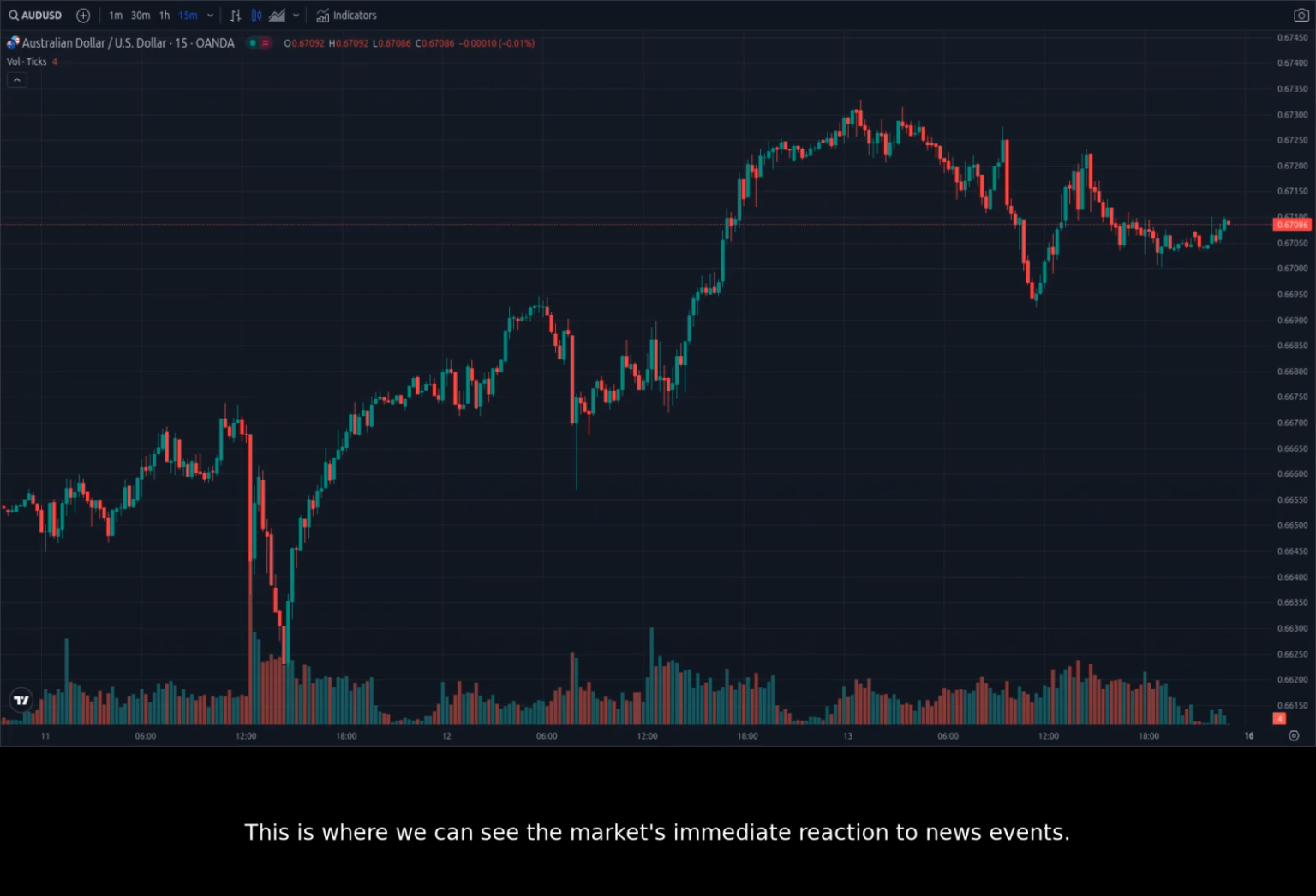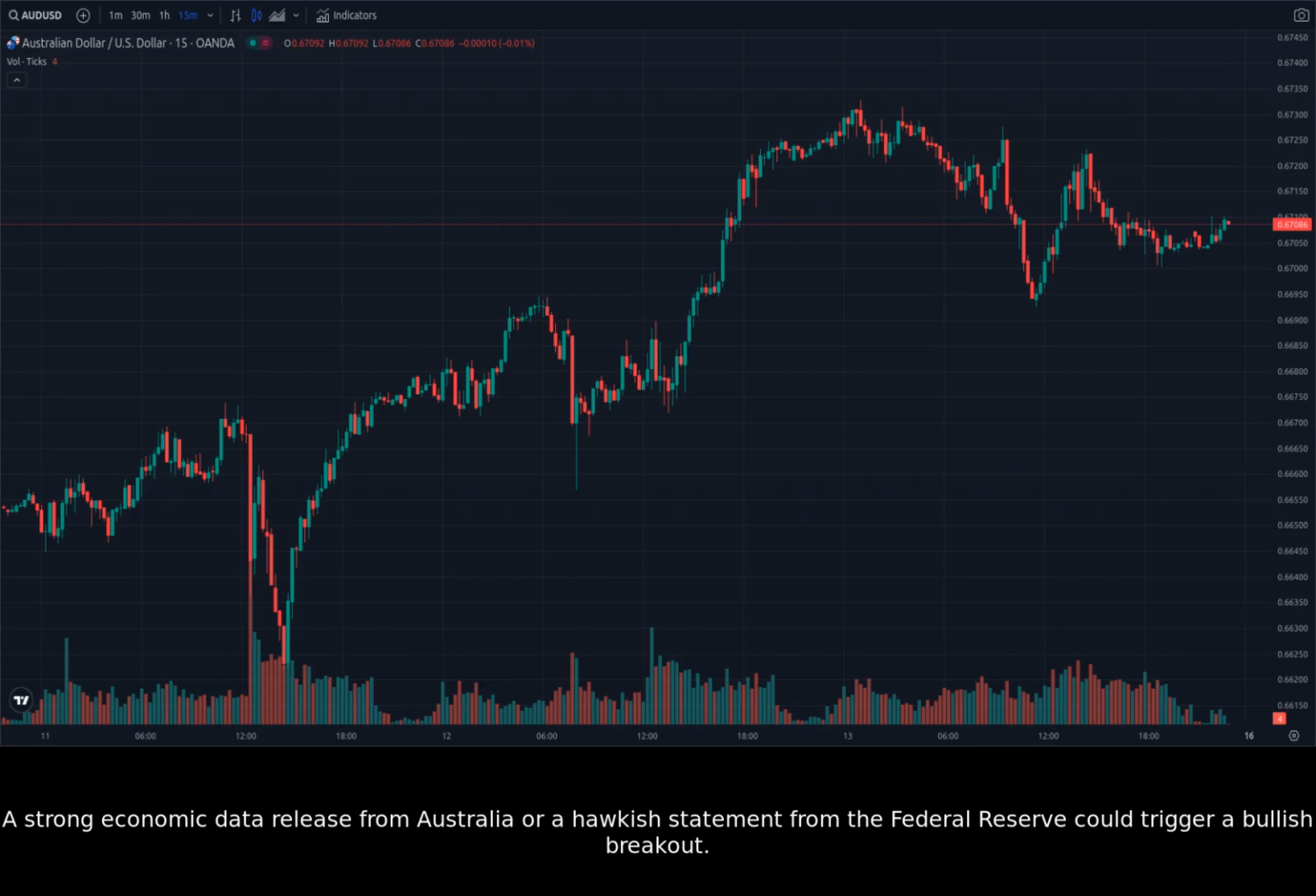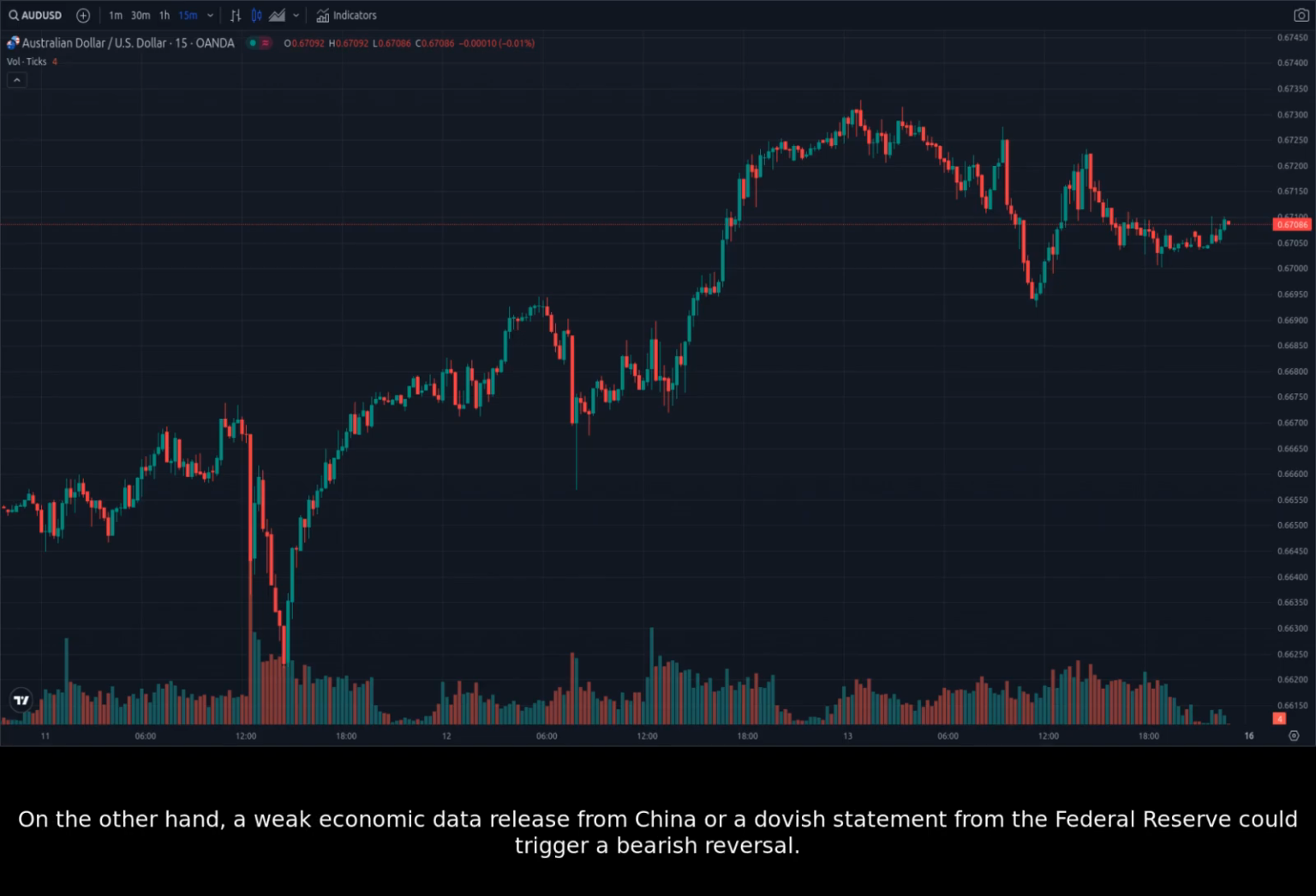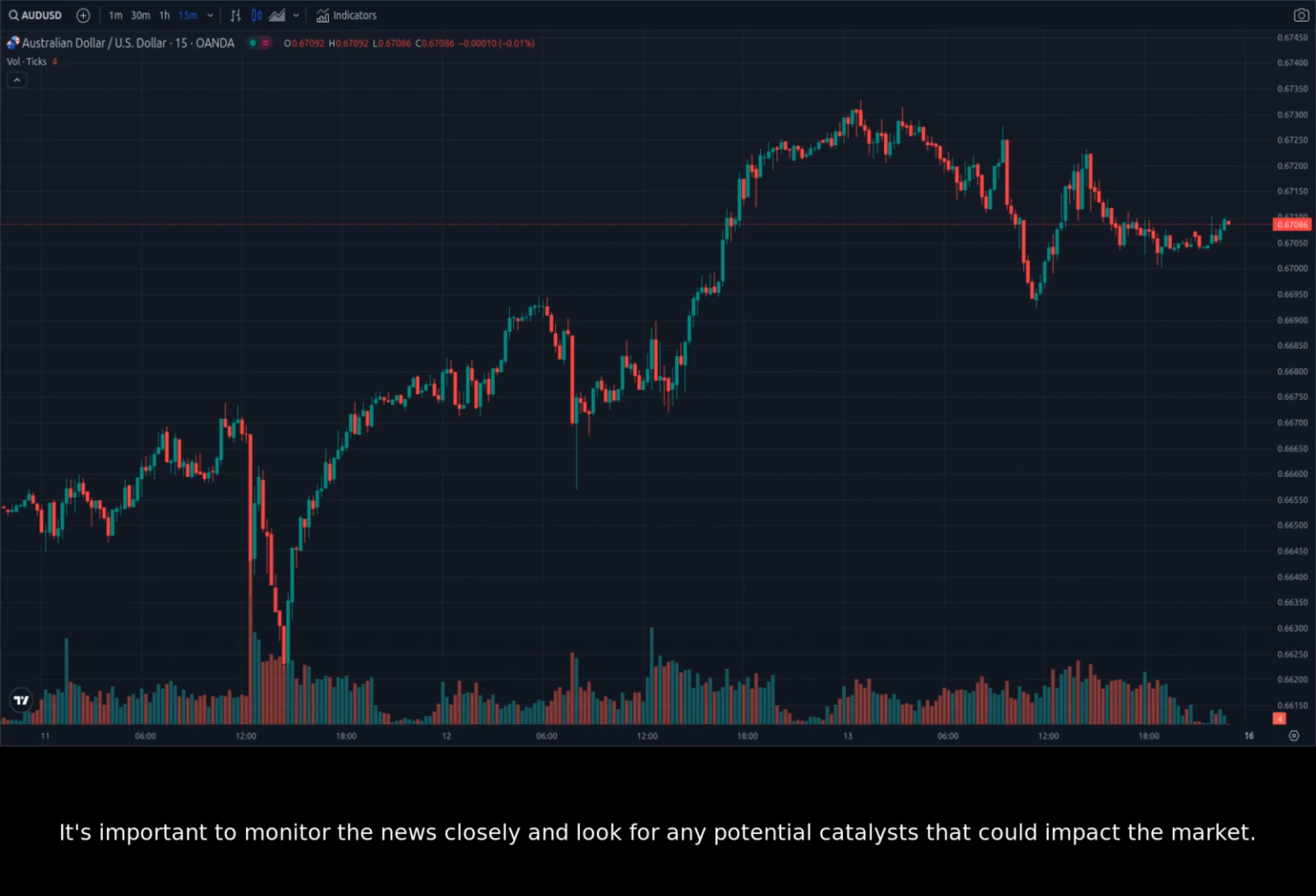Finally, let's look at the 15-minute chart. This is where we can see the market's immediate reaction to news events. The price has been consolidating within a narrow range for the past few hours. This could suggest that the market is waiting for a catalyst to break out in either direction. A strong economic data release from Australia or a hawkish statement from the Federal Reserve could trigger a bullish breakout. On the other hand, a weak economic data release from China or a dovish statement from the Federal Reserve could trigger a bearish reversal.